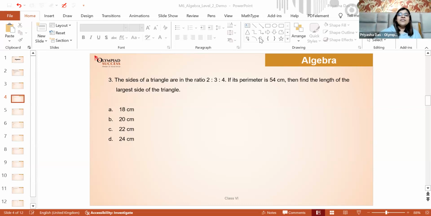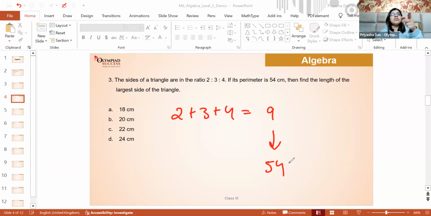Now let's get started. We'll use a shortcut here. What will be the shortcut? 2 plus 3 plus 4 ends up in the sum of 9, but I don't need the perimeter as 9. I need the perimeter as 54. So I need to multiply 6 to 9 so that I get 54. And so will I do with the largest ratio here because I need the largest side. So 4 into 6 ends up in a 24.